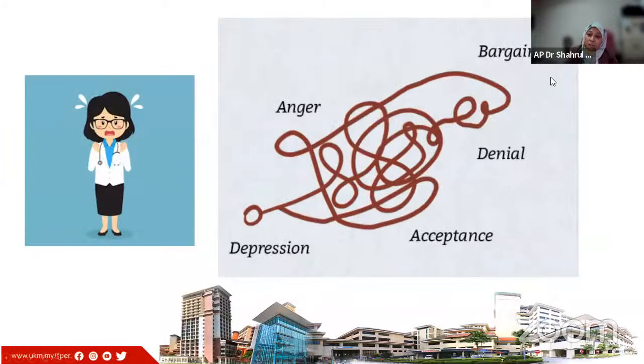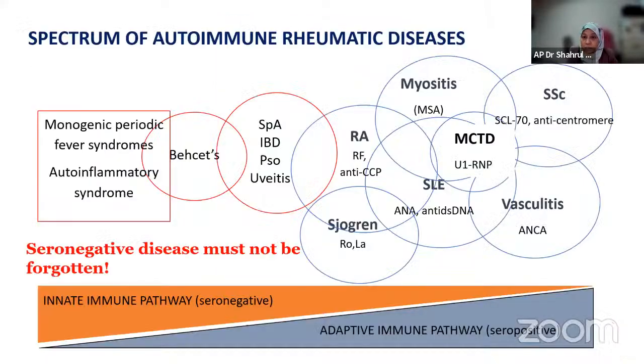But sometimes, even when you are already a specialist, you go back to this anger and depression, especially when you receive inappropriate referrals. But I would like to advise all: respect your referees. They are trying to get help and your opinion on the clinical picture, for the patient's interest. And as rheumatologists, we are not really obsessed with autoantibodies because we know that these are seronegative diseases. That's why clinical skills are very important.